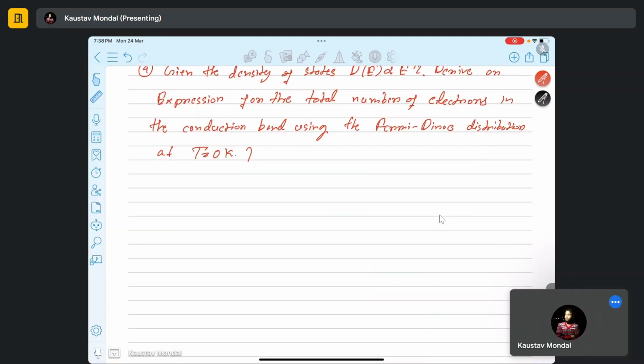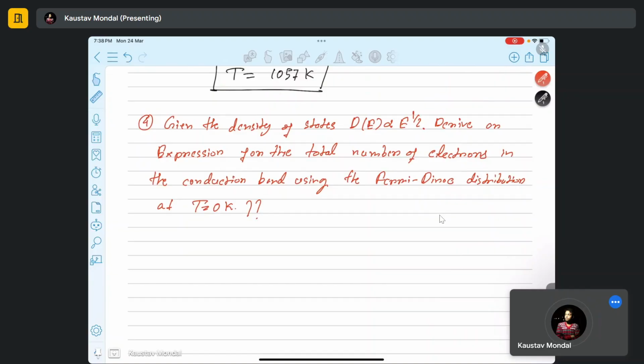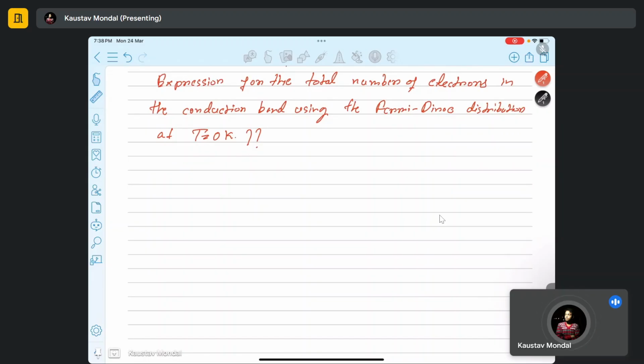Okay, find out. So the question is, the density of states is given for a particular energy state, proportional to E to the power half. Now what we have to do is, from that density of states, calculate the total number of electrons in the conduction band using the Fermi distribution at T equal to 0. So T equal to 0 is a very important thing. That means the distribution above the Fermi energy will be simply 0, so our integration limit should also be between 0 to EF.